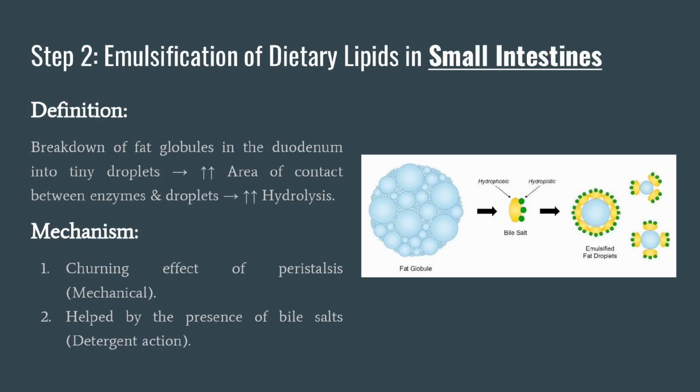Second, the emulsification process takes place. It is defined as the breakdown of fat globules in the duodenum into tiny droplets, which increases the area of contact between lipase enzyme and lipid droplets, thus increasing the rate of hydrolysis. It occurs due to the peristalsis and it's helped by presence of bile salts as shown in the following figure.